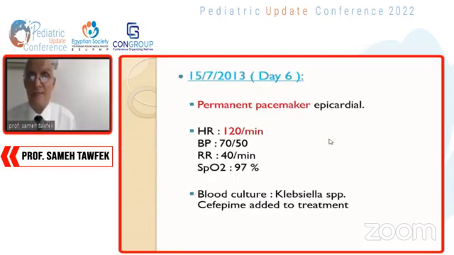On day 6, permanent pacemaker was placed by our pediatric cardiac surgeon. It was bicardial. Heart rate was 120, blood pressure 70 systolic and diastolic 50, respiratory rate 40, SpO2 97. Blood culture was Klebsiella, and it was sensitive to cefepime, and cefepime was added to combat this infection.